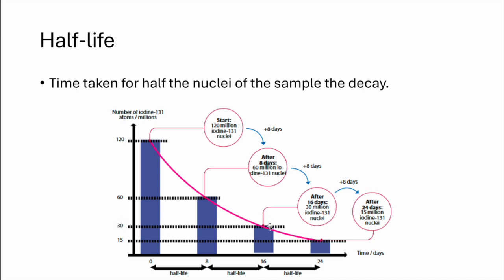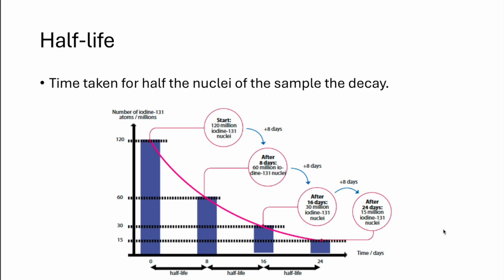From 60 to 30, it takes another 8 days. From 30 to 15, it takes another 8 days. So this is why we must understand the half-life, in order to be able to backtrack, or rather we call it interpolate or extrapolate, to predict how long it takes to decay to a certain value. And this is depicted on a decay curve, which can be drawn very simply just like that.